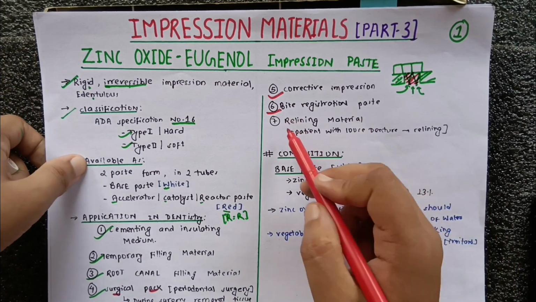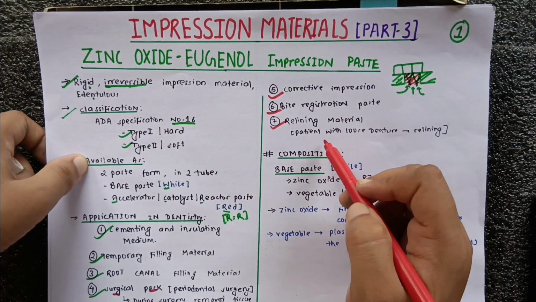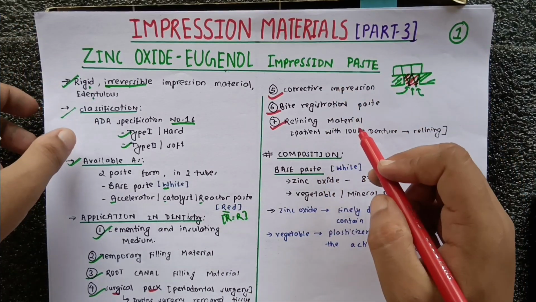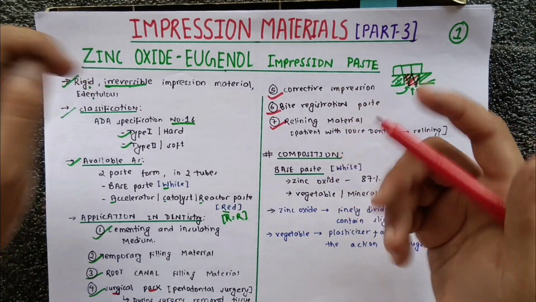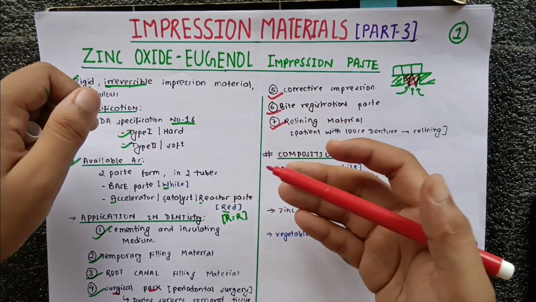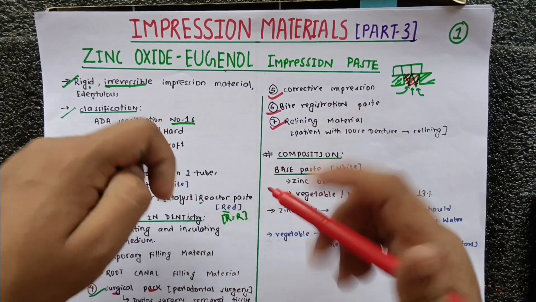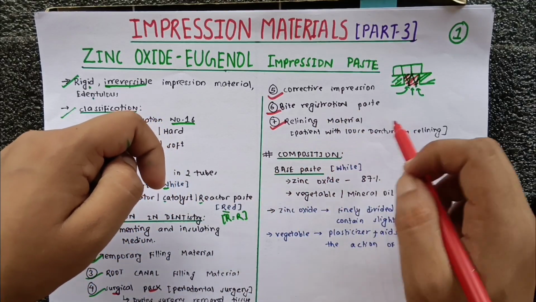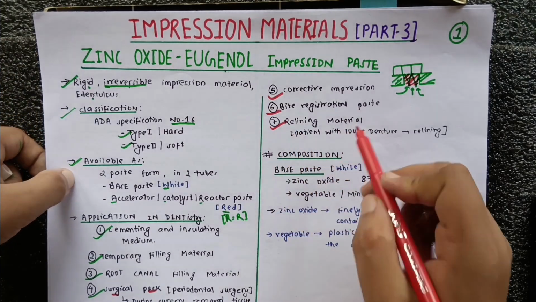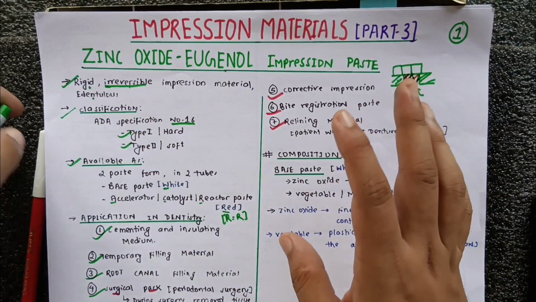Similarly, another application is as a relining material. When we prepare a complete denture for a patient, and the denture becomes loose after a certain time, the patient comes to the clinic and at that time we can use this zinc oxide eugenol to reline and seal that. So it won't be loose now and it would be properly attached to the tissue, so it is used as a relining material. You should remember this application in dentistry, as it is one of the important topics in this chapter.